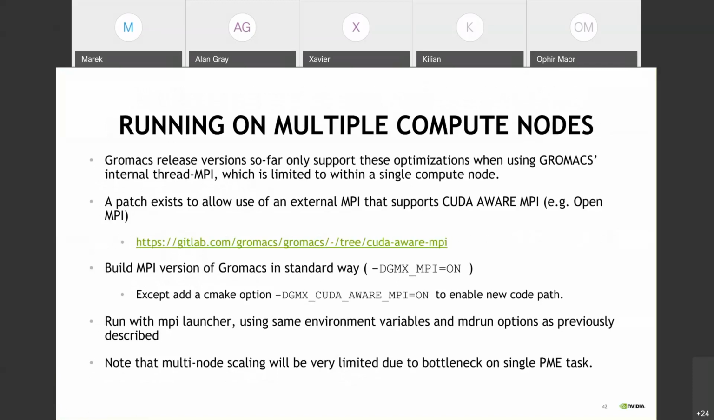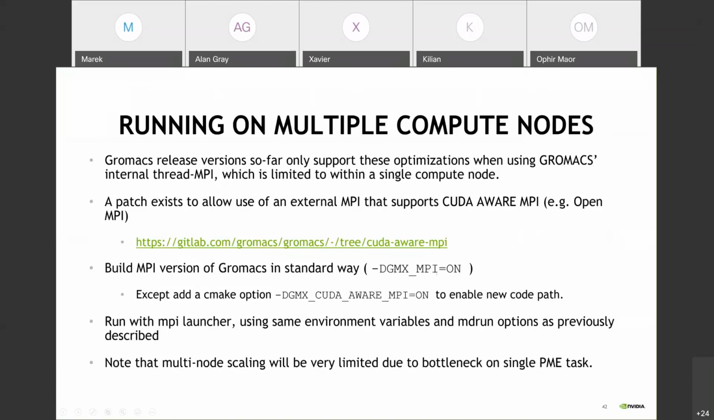Okay, the multiple compute nodes, my last slide. So, as I mentioned, we've recently enabled this on multiple compute nodes. You have to use a patched version. There's a branch on GitLab that I've linked to here. When you have that patch, you can then compile with this CMake flag.